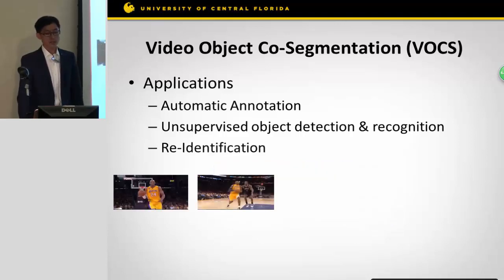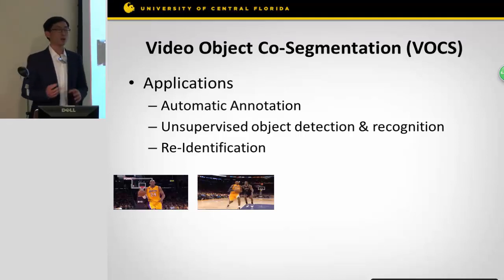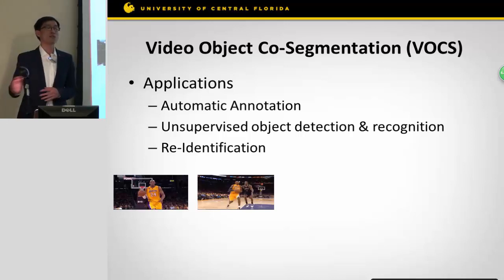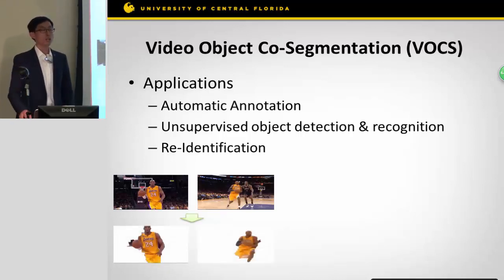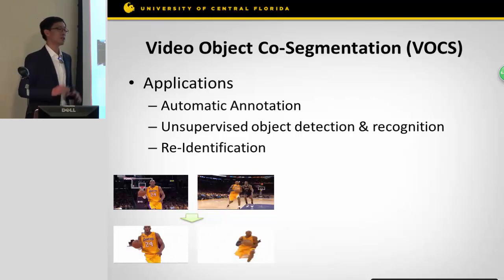The third application could be human re-identification. For the traditional methods, they extract multiple features to identify a person from different video frames. But by using co-segmentation, we can just simply do the co-segmentation for all of these video sequences, and the same person will be identified from different videos automatically.